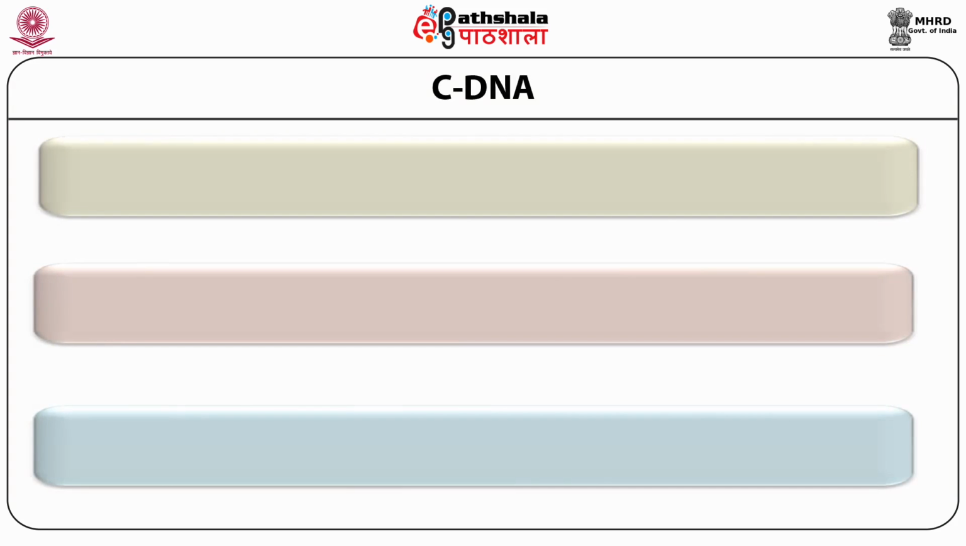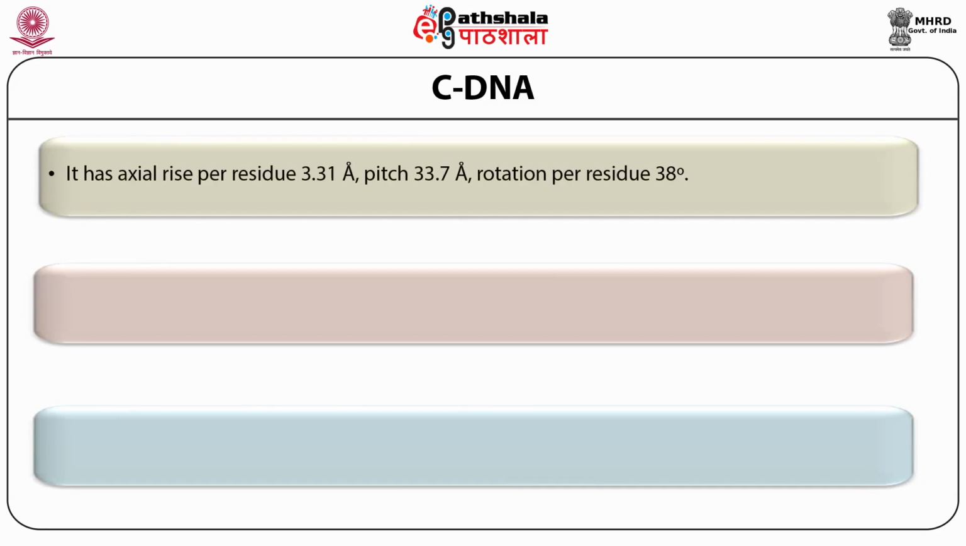C form of DNA has axial rise per residue 3.31 angstrom. It has pitch 33.7 angstrom and rotation per residue 38 degrees.